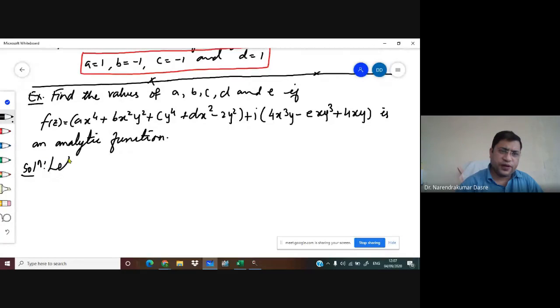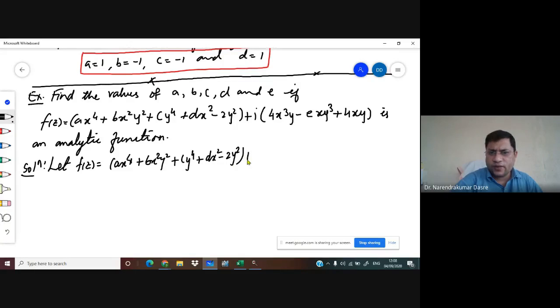So we have f of z is equal to A x raised to 4 plus B x square y square plus C y raised to 4 plus D x square minus 2y square plus i (4x cube y minus E x y cube plus 4xy) is the analytic function.